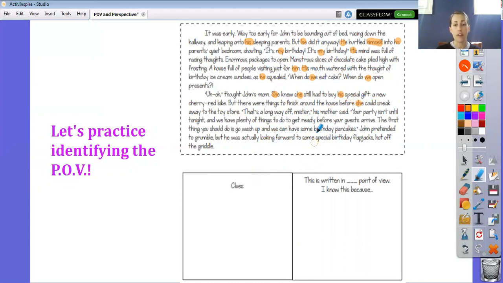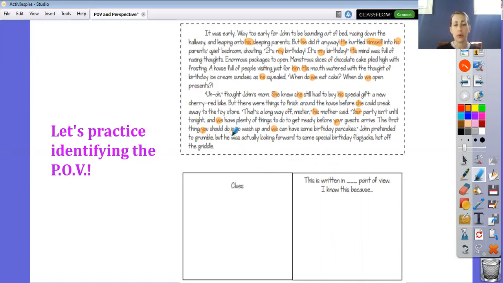"That's a long way off, mister," his mother said. "Your party isn't until tonight, and we have plenty of things to do to get ready before your guests arrive. The first thing you should do is go wash up, and we can have some birthday pancakes."